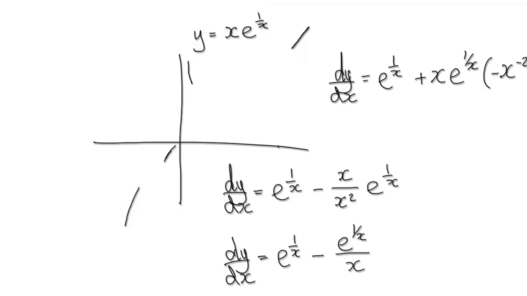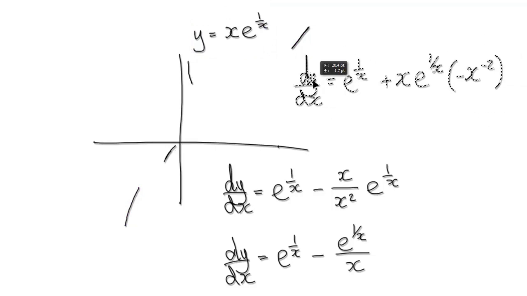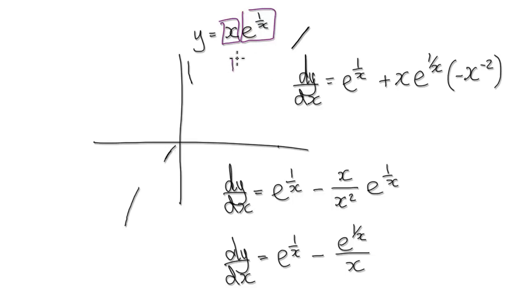So hang on, let me just move this across. Bear with me. So when you differentiate this, you've got to use the product rule, because at the moment you've got one block times another block. So the product rule is differentiate the first, leave the second alone. That will then give you this. And then leave the first alone, and then differentiate the second.